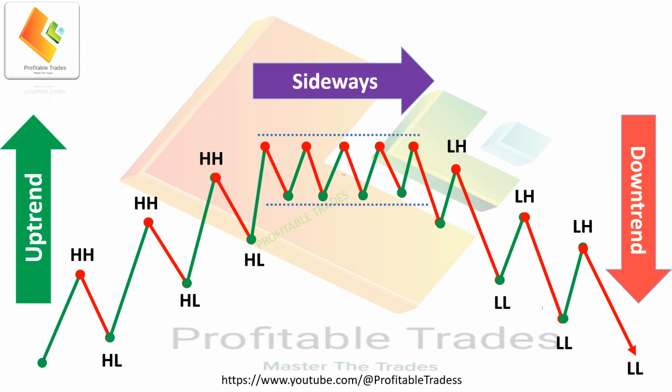In a sideways or range-bound trend, the price fluctuates within a horizontal range or channel without forming clear higher highs or lower lows. This suggests indecision in the market and can occur during periods of consolidation.